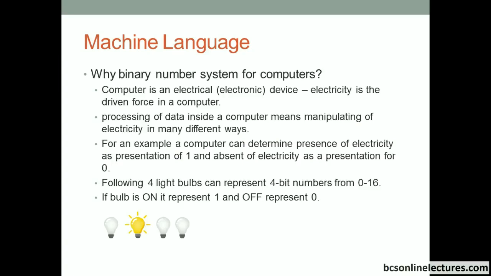If a particular bulb is on, we can assign that bulb the number 1. If a particular bulb is off, we can assign 0 to that bulb. So in that case, using 4 light bulbs, we can represent 4-bit binary numbers. I think you can understand that.